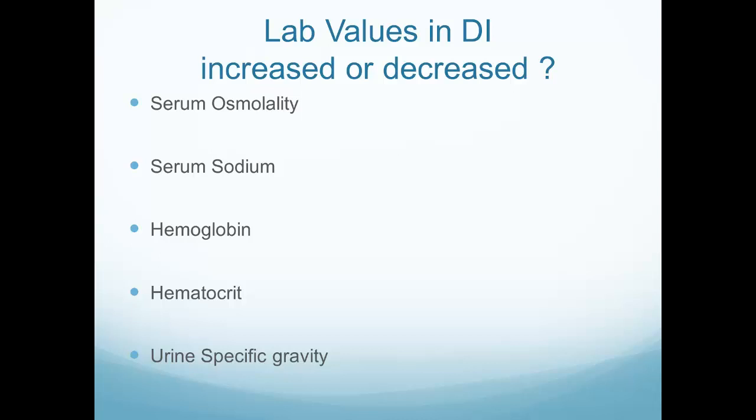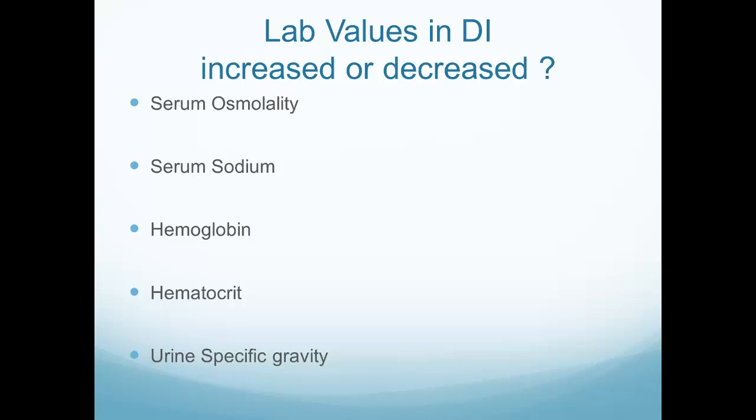Our serum osmolality, the patient is losing too much fluid. So the serum osmolality will be high, right? The serum concentration will be high because the patient's losing lots of fluid. The serum sodium will be high because the patient's losing lots of fluid. Hemoglobin and hematocrit will be high because the patient's losing lots of fluid. But in diabetes insipidus, the urine specific gravity will be low. Okay, now that didn't make sense with a volume deficit, a water deficit.